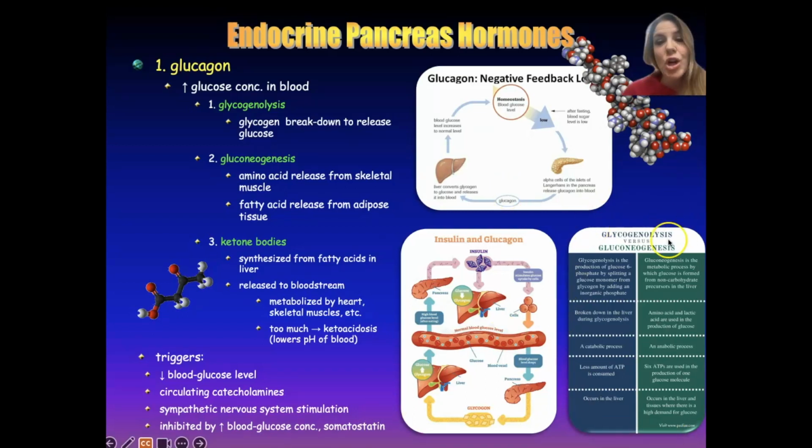Now, this chart over here is going to give you a nice summary of the differences between glycogenolysis and gluconeogenesis, so you can study that. And these two are a nice summary of how this glucagon negative feedback loop works. Glucose levels high versus glucose levels low. So are you going to be producing more glucagon, or are you going to be producing more insulin? If blood glucose levels are low, kick in that glucagon to increase the glucose levels in the blood. If glucose levels are high, kick in insulin to bring them down.